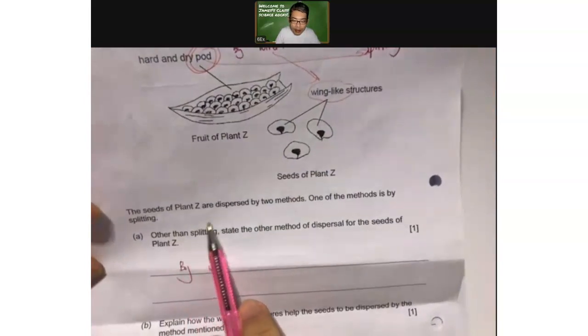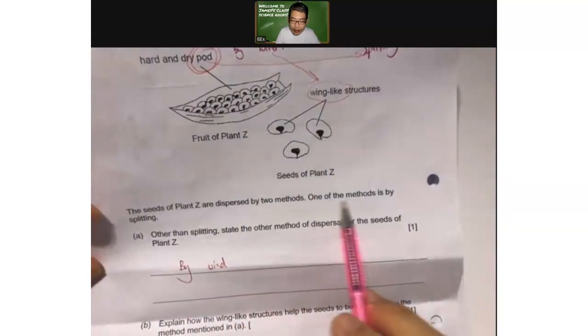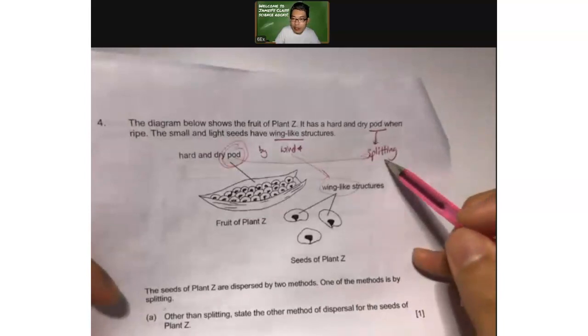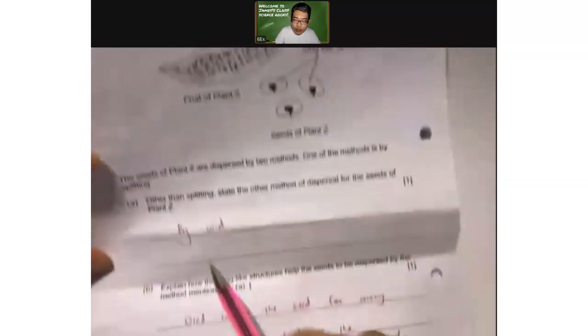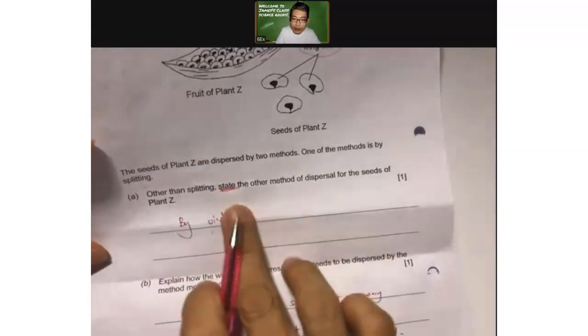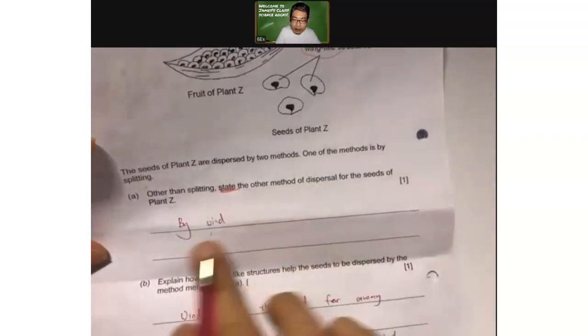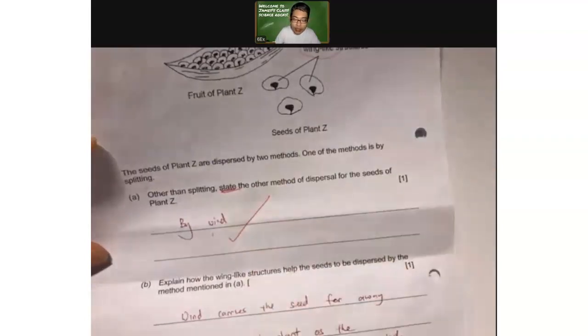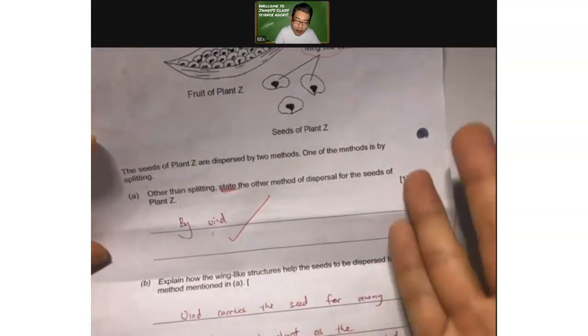The seeds of plant Z are dispersed by two methods. One of the methods is by splitting. So I told you about the splitting one. So now you must give the other one, which is by wind. You just need to state, no explanation required. Just state the method of dispersal by wind. Enough to get 1 mark. No need to write your explanation because it's not required.